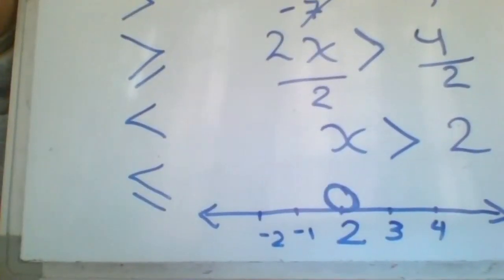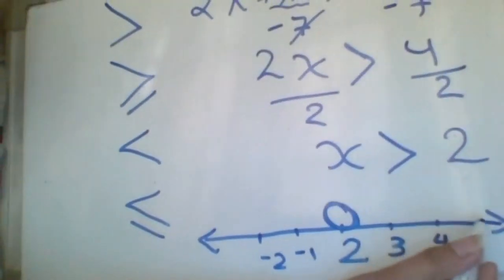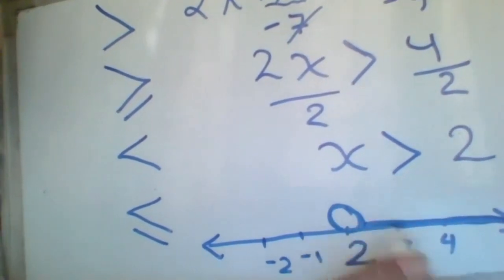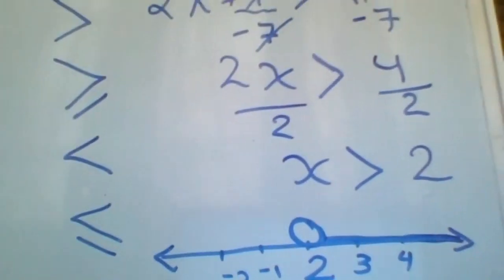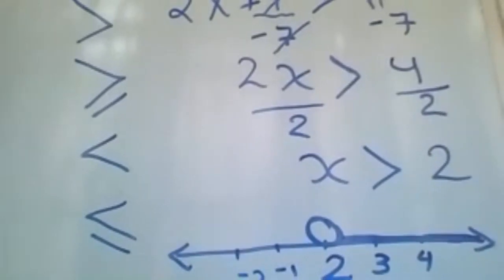Draw a line to the right side. Why do we have to draw a line to the right side? Because all of the right side is bigger than 2. It's bigger than 2, which means it will be a solution for the inequality, right?